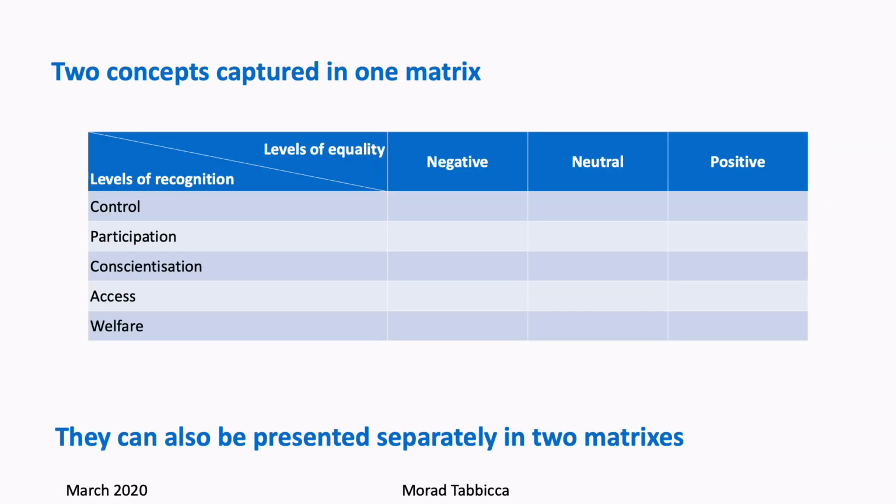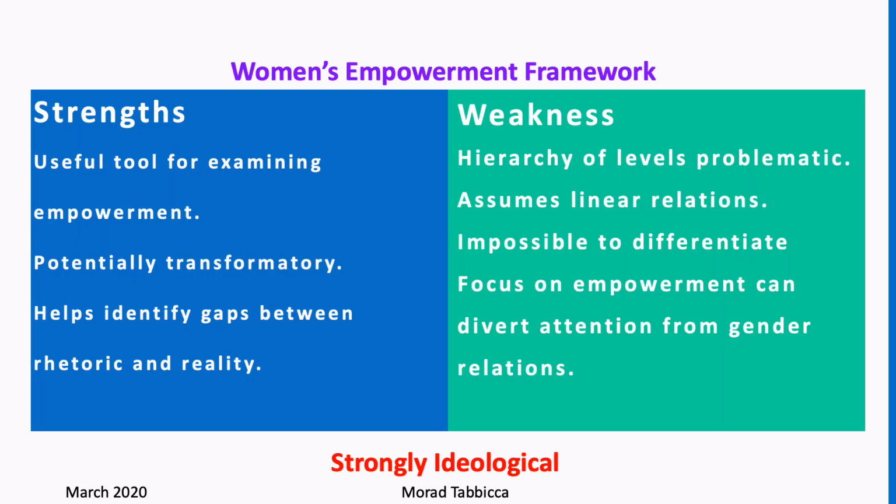So the two tools of the women empowerment framework can be combined and looked at in one matrix as seen here, or it can be separated into two separate matrices. So let us look at the strengths and weaknesses of the women empowerment framework.